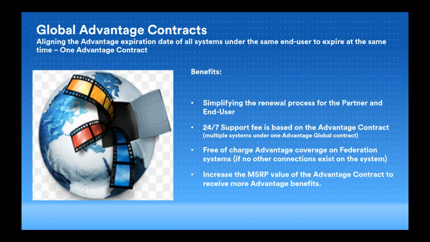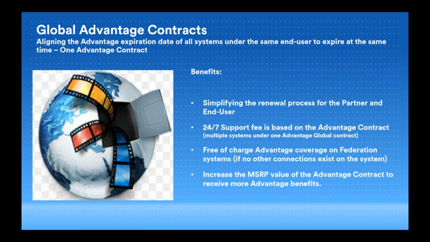The Global Advantage contract is aligning many different contracts into one for a particular end user. So if you have, for example, one end user that has 5 contracts spread out and they have different end dates for the Advantage, and you want to simplify things for your end user, the best way to do that would be to create or have a Global Advantage contract created. That simplifies things for the partner and for the end user to have one end date for that Advantage contract rather than have 4 or 5 different end dates all over the place.